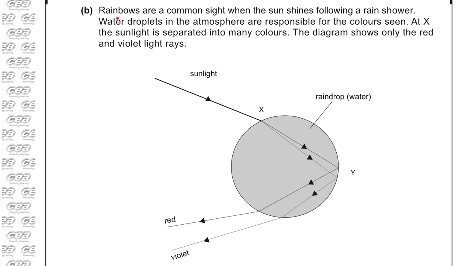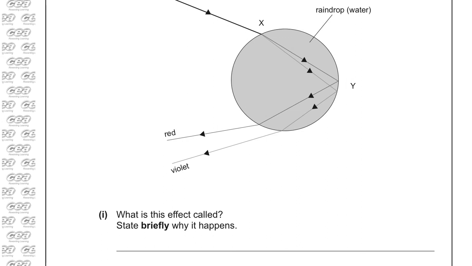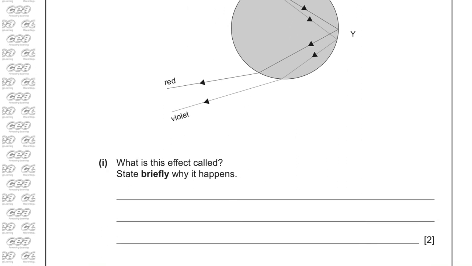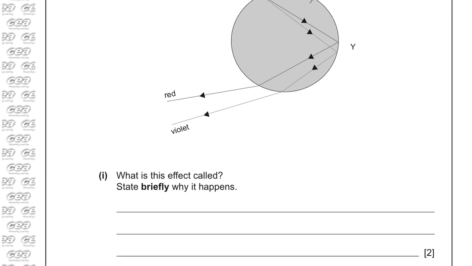Part B then. Rainbows are a common sight when the sun shines following a rain shower. Water droplets in the atmosphere are responsible for the colours seen. At X, sunlight is separated into many colours. And the diagram shows only the red and violet. So you can see the light being separated here, and it comes out at the end showing only the red and the violet. So we're asked then in part 1, what is this effect? Well, that's dispersion.